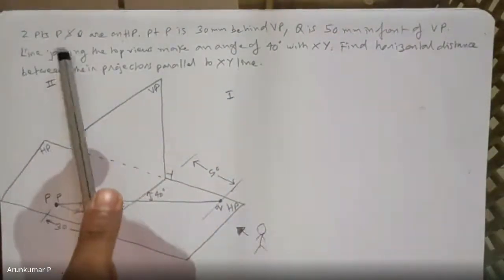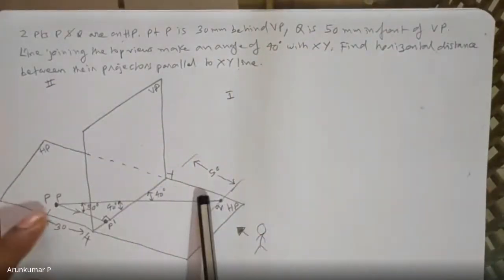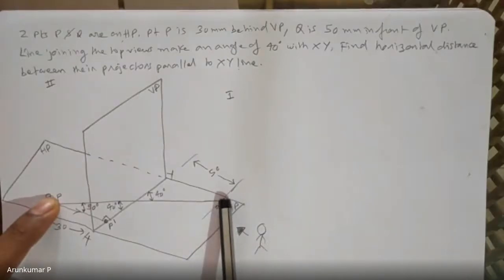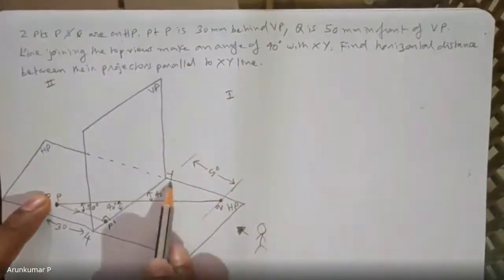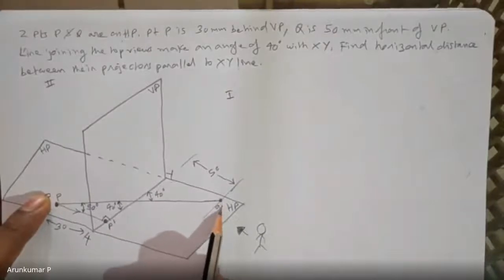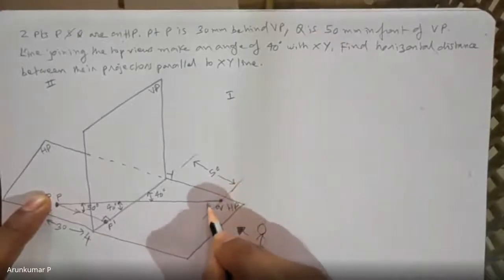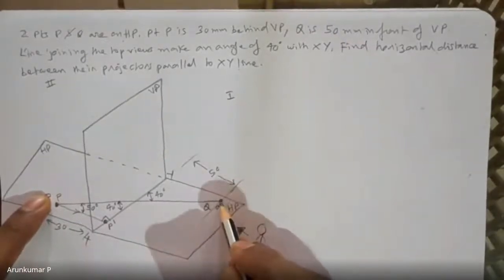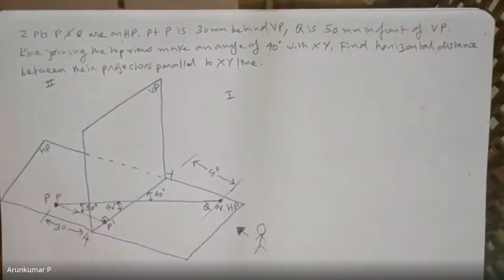Because we know that the line joining the top views is making an angle of 40 degrees with XY. So on this line, you will get the top view of P and the top view of Q. And we know that Q is 50 mm in front of VP. So any point which is on HP and 50 mm in front, where is the top view of that point going to be? Here. So this point is also capital Q, because this is where the point is. It is on HP and 50 mm in front of VP. So the top view of the point and the point itself both are on HP and 50 mm in front of VP.